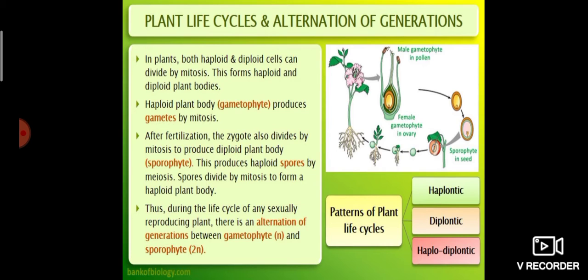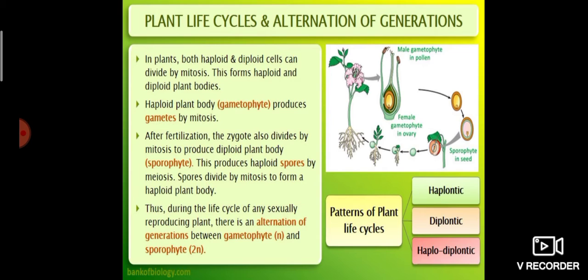Both haploid and diploid cells of a plant can divide by mitosis. We already know that in plants both the haploid and diploid cells can divide by mitosis, and this forms haploid and diploid plant bodies. This is the general idea. Then the haploid plant body is called gametophyte, which produces gametes by mitosis. Clear? Haploid plant body called gametophyte, which produces gametes by mitosis.